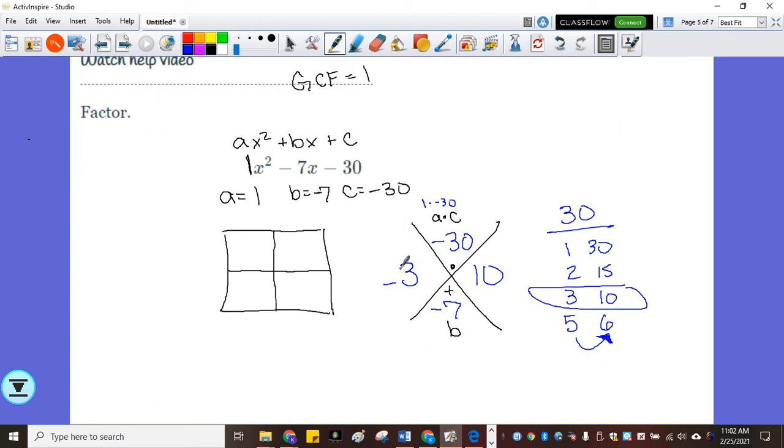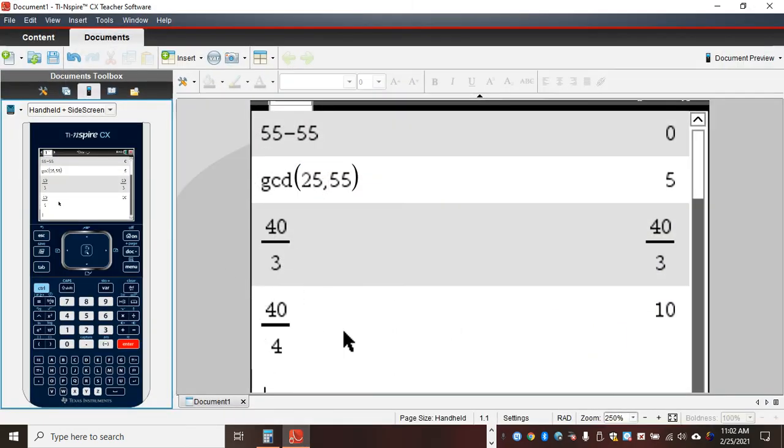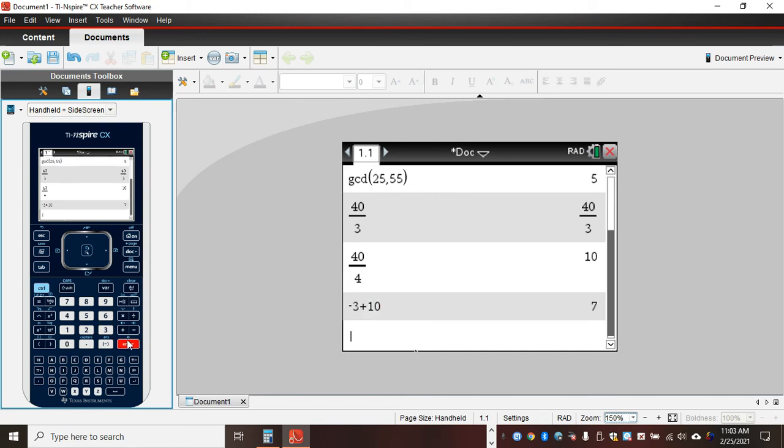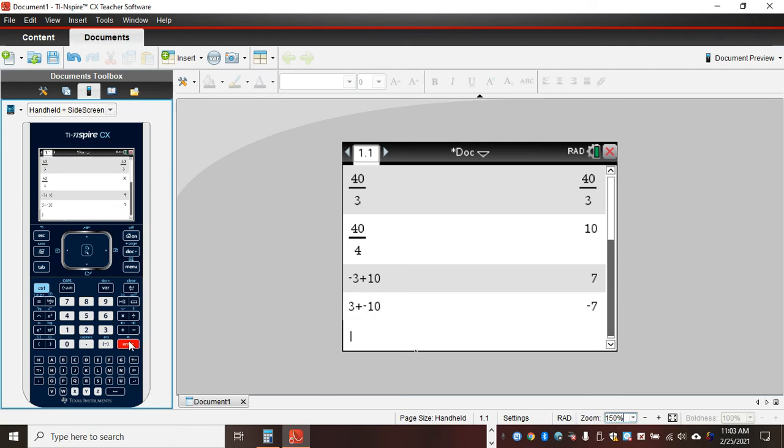All right, if the 3 is negative, then negative 3 plus 10 is positive 7. We want it to be negative. So let's try 3 plus negative 10, which is negative 7. Yes. So if you're not sure, you can just guess on the calculator and try it out.